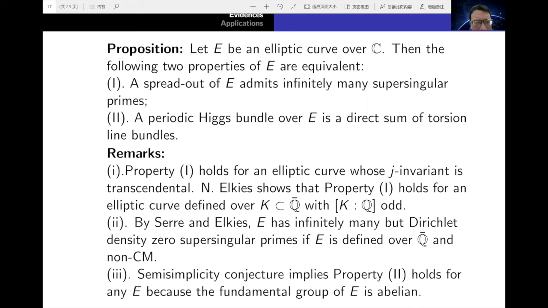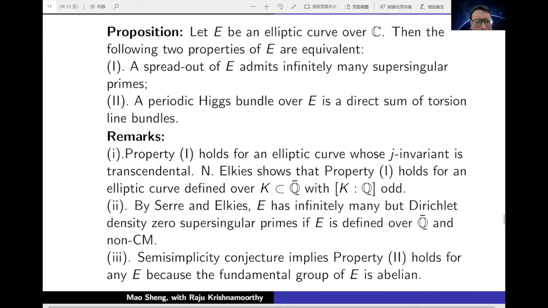And the known result for one is as follows. If the defining field of the curve is transcendental, then property one holds automatically, basically because you have a p minus one supersingular j-invariant, and it grows when p grows. And the second thing, the difficult part, is really when this is defined over a number field, and this is where Elkies' result comes in.